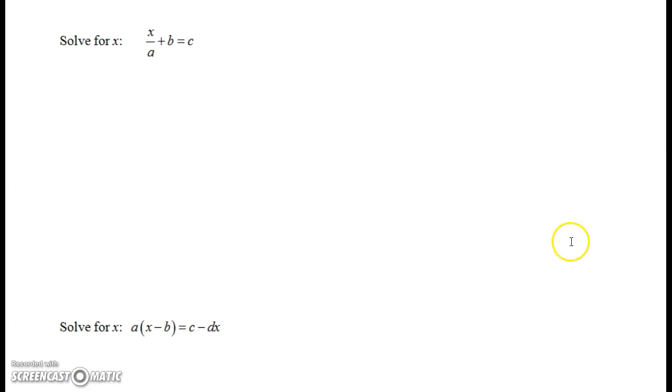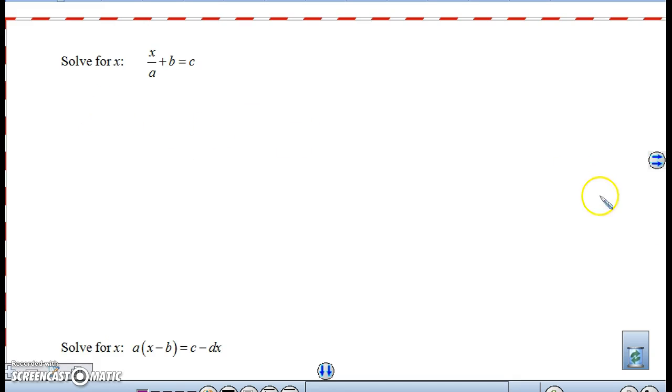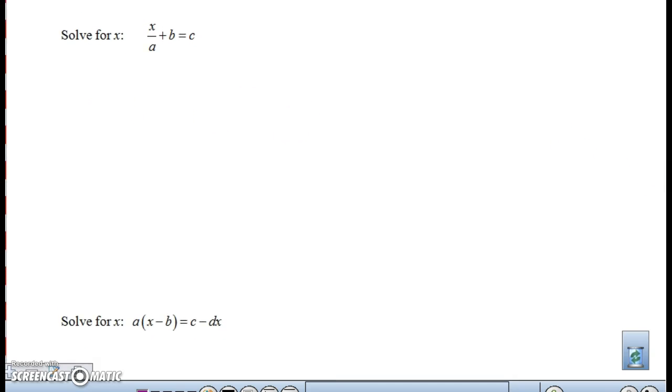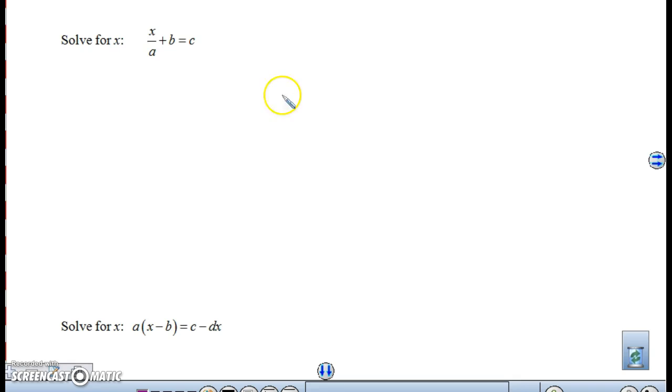All right, now it doesn't matter if you have numbers or if you have variables, the process is still the same. When you're working on this, you want to make sure that you're solving for the correct variable. This says solve for x. So we have to get x equals something with a, b, and c on the other side. So we have to undo what's been done.